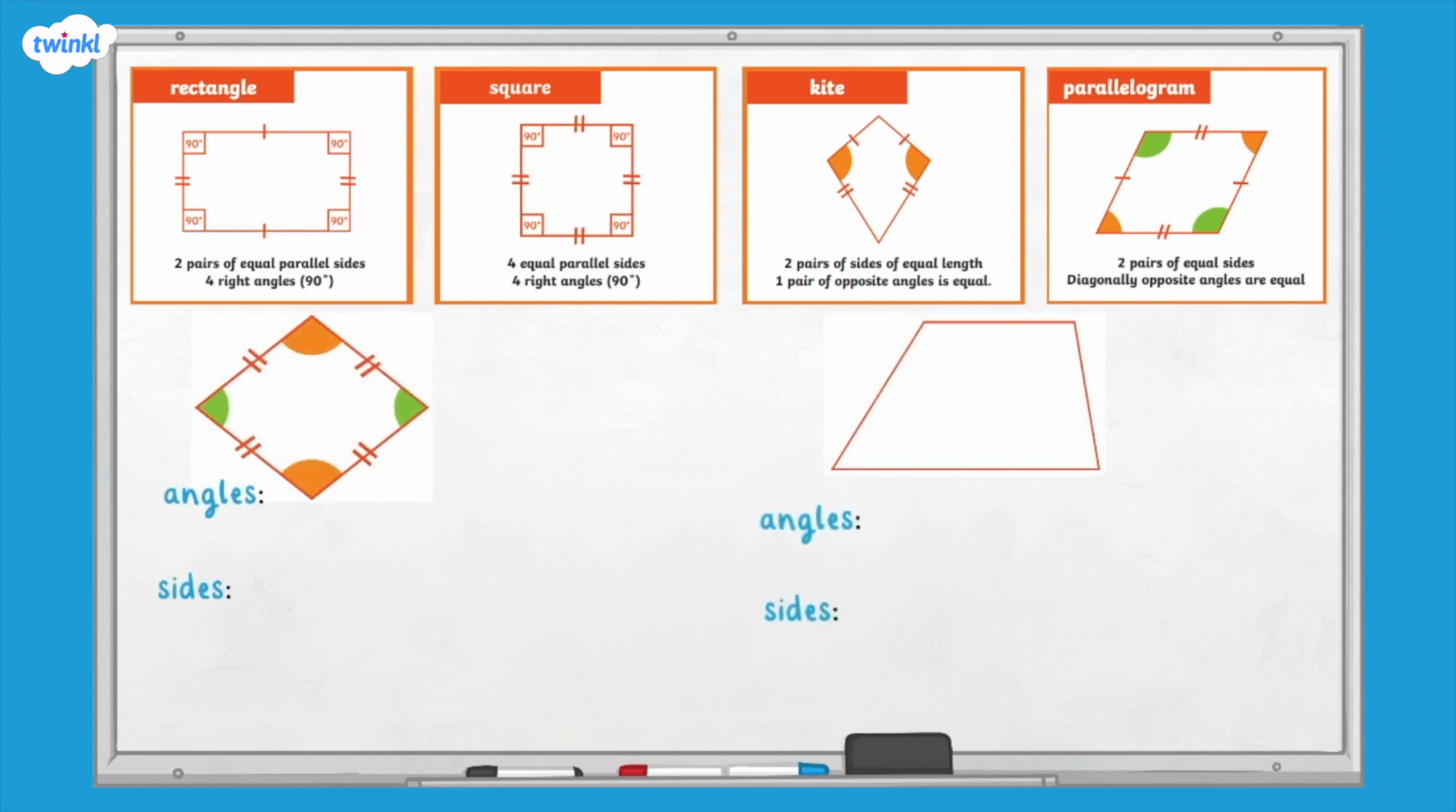Here are 2 more quadrilaterals. How would you describe their angles and sides? Pause here while you list their properties. How did you describe them?